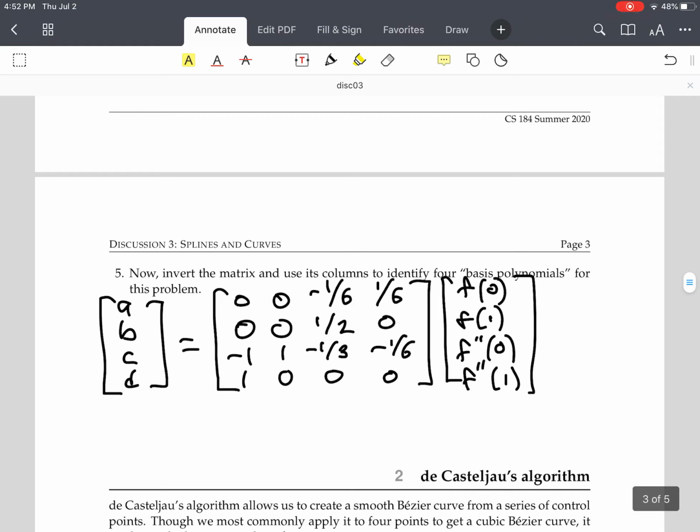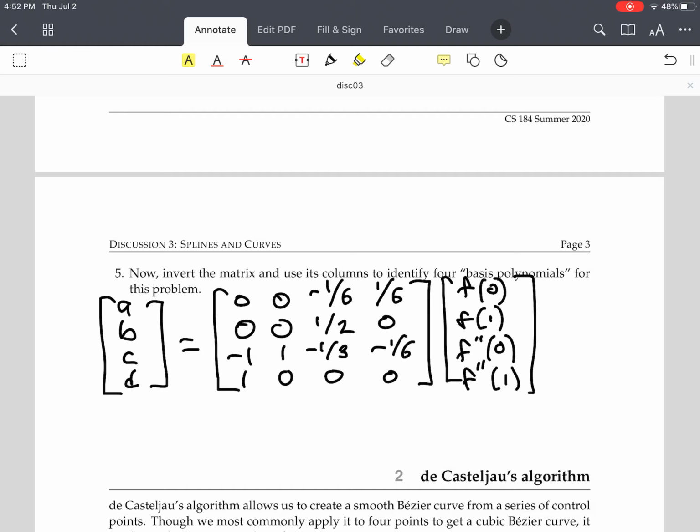So now we move on to the next part of the problem, which says use its columns to identify 4 basis polynomials for this problem. So if you want more depth on this, look through the lecture. It goes through the idea of exactly why these are the basis polynomials. But essentially what the idea is that we're using some linear combination of these columns to get our final polynomial. And so we're just going to read this right off the column.